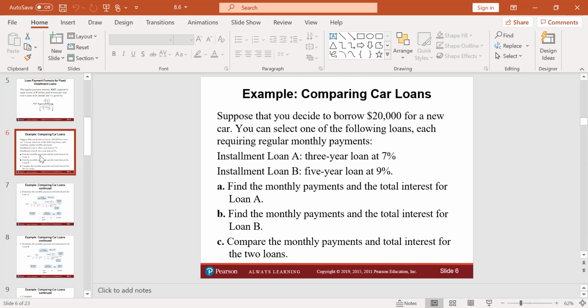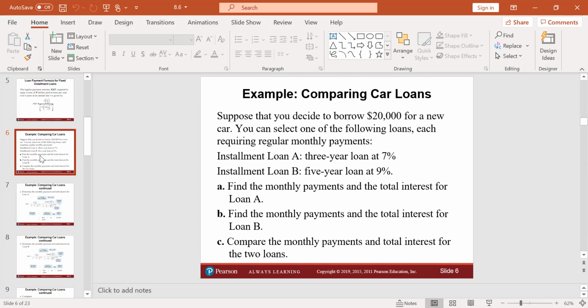So suppose that you decide to borrow 20 grand for a new car. So you're getting yourself a $20,000 car. You can get a nice car for 20,000. You can probably even get a brand new car, maybe a small SUV or something like that. Or maybe you can jump up to the Camry or even the Toyota Avalon, which is just the kind of more souped up versions of the Corolla.